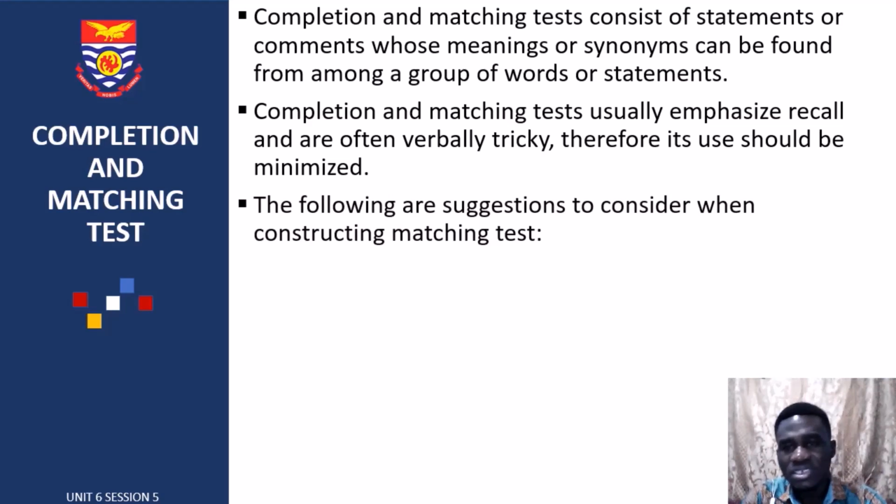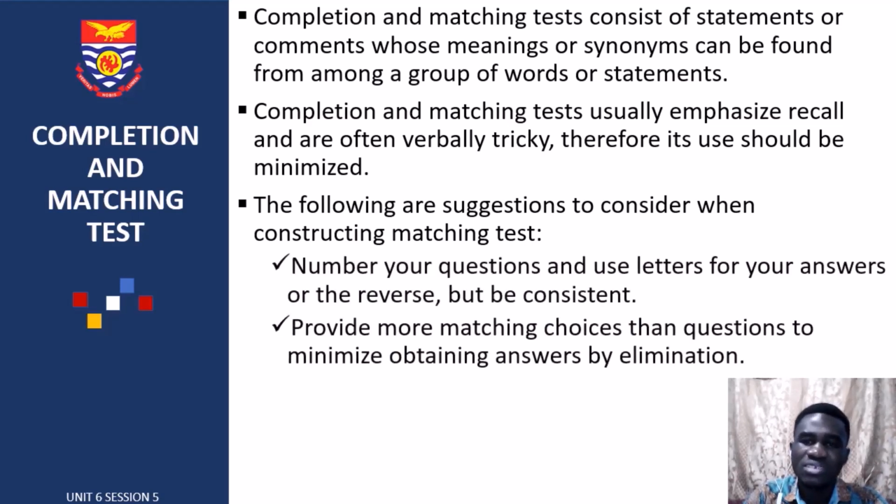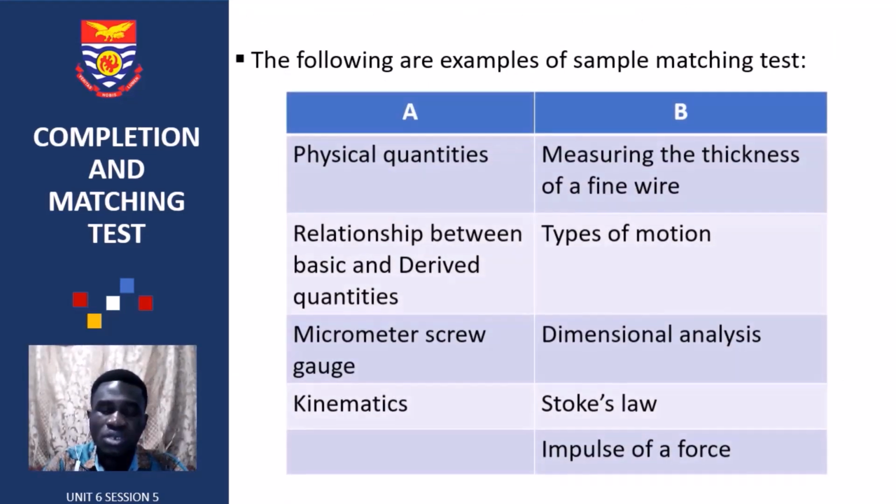So these are some suggestions that you can consider anytime you are constructing this type of test item. Number your questions and use letters for your answers, or the reverse, but be consistent. Provide more matching choices than questions to minimize obtaining answers by elimination. So let's take an example. Under section A, we have questions and B are answers. You realize that we have fewer questions than answers provided, so once you try elimination, it is not going to work here.